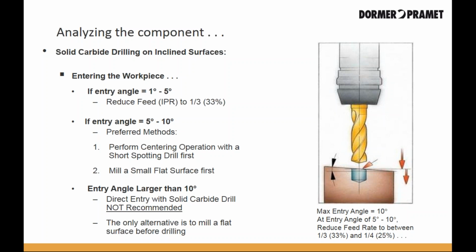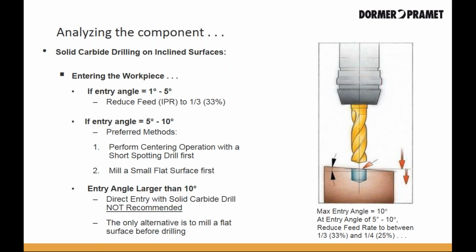If the angled surface is between 1 degree and 5 degrees, you should reduce the feed rate to about 1/3 or 33% of the recommended feed rate. If the angled surface is between 5 and 10 degrees, you should reduce the feed rate again to at least 33% and up to about 1/4, 25% of the recommended feed rate.